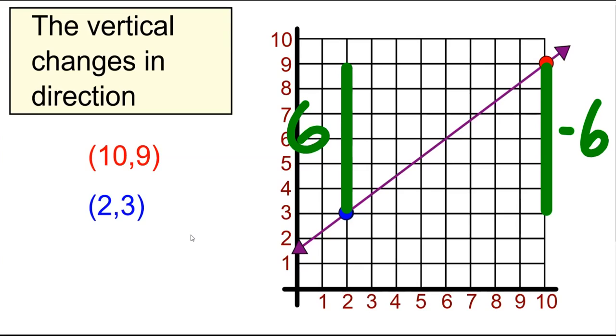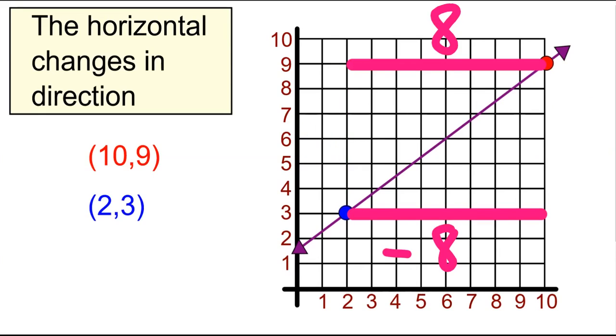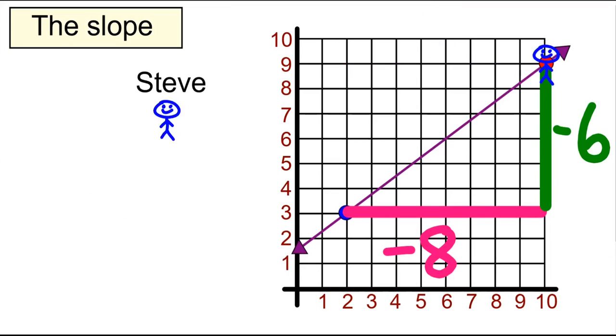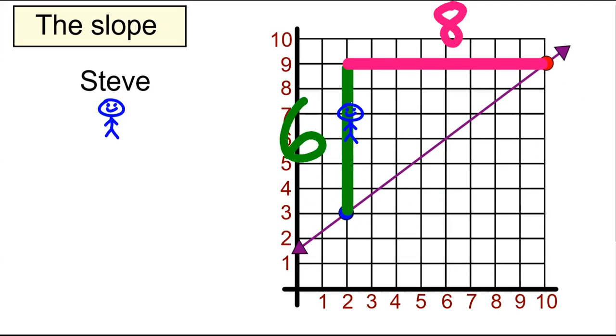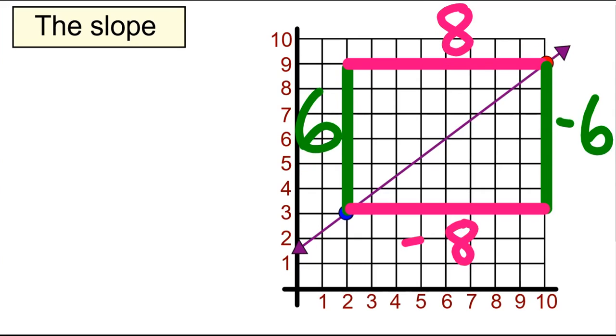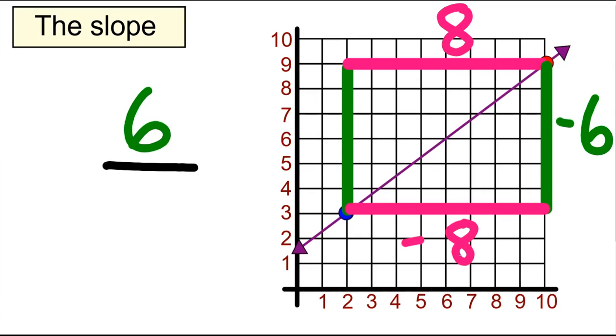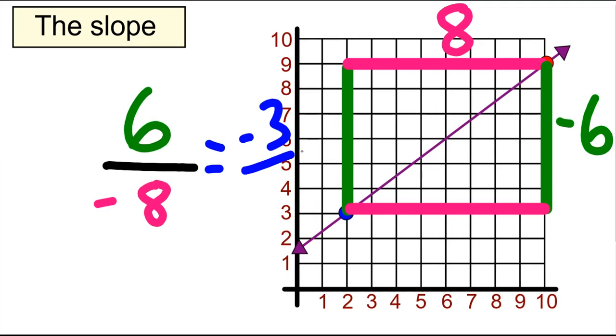But we have to be careful. There are 2 vertical changes in direction, a 6 and negative 6 for this problem. There are also 2 horizontal changes in direction. We have to make sure that we start at one point and continue to the other point. And there are 2 paths for that. We cannot get the vertical change in direction from one path and make a ratio with the wrong horizontal change in direction. That would give us a slope of negative 3/4, and that's not right.